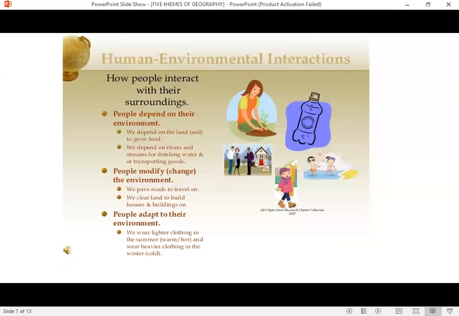Now, remember here in this slide, we said that when people interact with their environment, the interaction is three types. We depend on the environment, so we use the soil. We modify the environment, so we start making roads, making factories, and we adapt to the environment. When we make these three interactions, there are certain consequences to our actions. These consequences can be positive, can be negative. The positive consequence is that now we have food, now we have houses and roads, now we're well dressed, so we can move, we can go to work, we can interact with other people and share different cultures. Is the positive consequence clear?